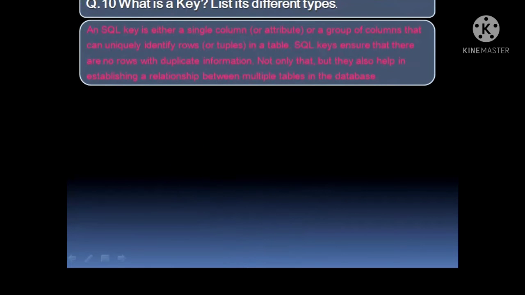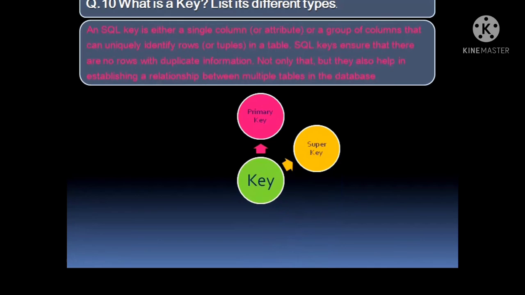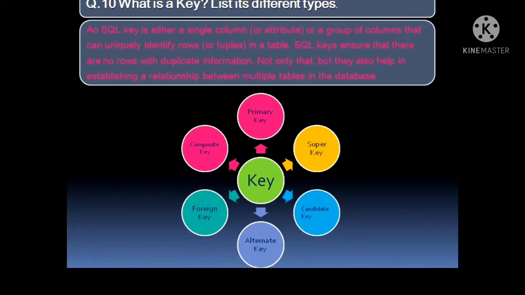Question number 10. What are keys and their types? In SQL, keys are either a single column or a group of columns that can uniquely identify rows. SQL keys ensure that there are no rows with duplicate values. Not only that, but they also help in establishing a relationship between multiple tables in the database. Types of keys. First, primary key. Second, super key. Third, candidate key. Fourth, alternate key. Fifth, foreign key. And sixth, composite key.